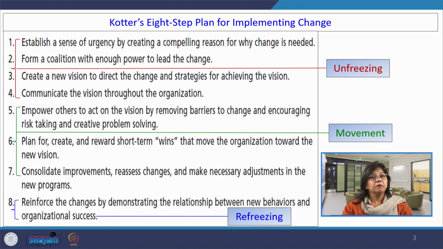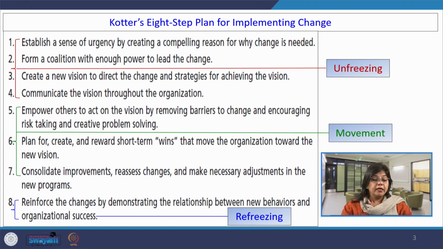Sixth, plan for, create and reward short term wins that move the organization towards the new vision. So, it is not a one time process; step by step the change is being initiated, and every time a step is overcome or crossed, the members are rewarded for involving themselves in the process of change, and short term rewards are offered to those people or employees who are involved in the change process.